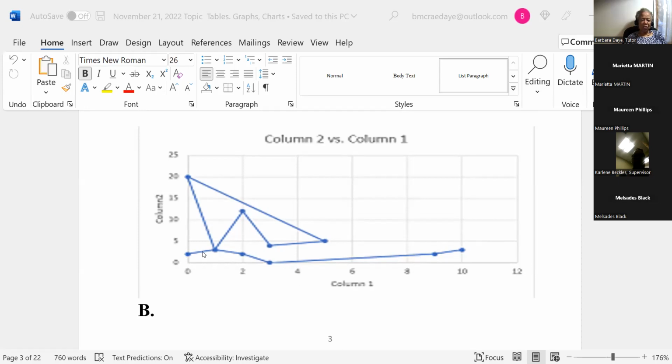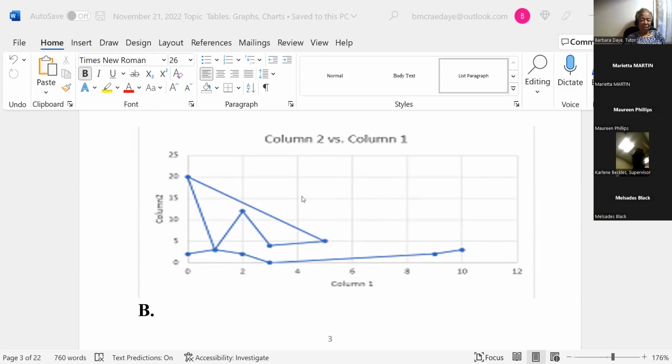Okay. Here's the B. See, B has two lines. It has this line, and then it has, well, actually, it has three. It has this line, it has this line sloping down, that's a decrease, and then it has this line down, up, down, and leveling off.